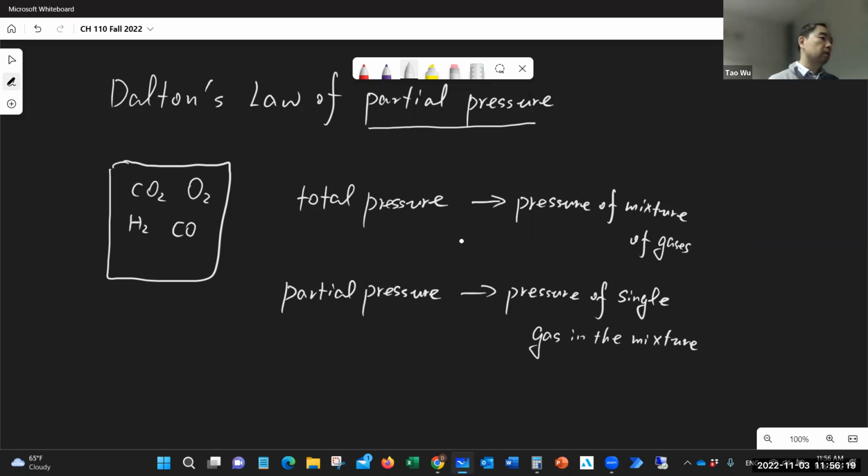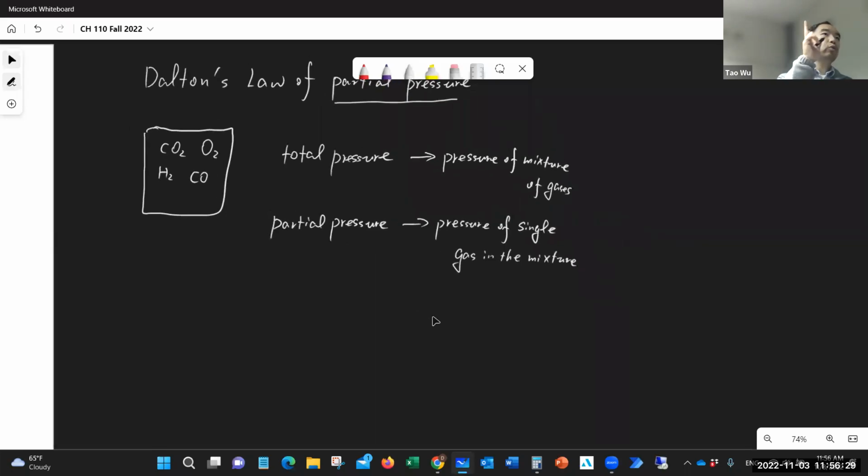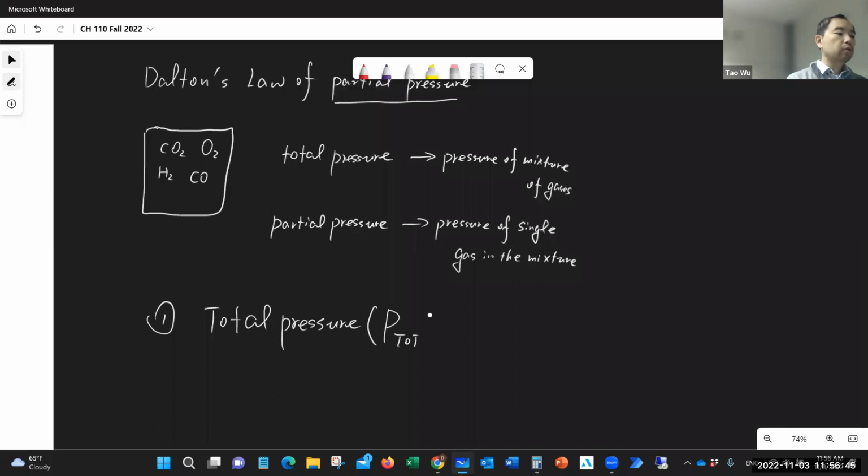Okay, so generally the equation, named Dalton's law of partial pressure, tells us two things. The first thing is the total pressure. Total pressure in the future, I'm going to write just a P and TOT. TOT means total pressure. So why do I write the TOT?